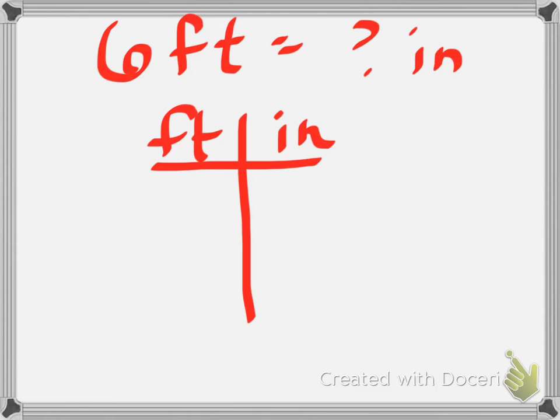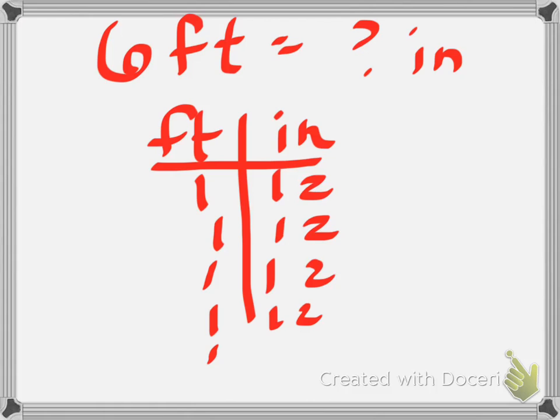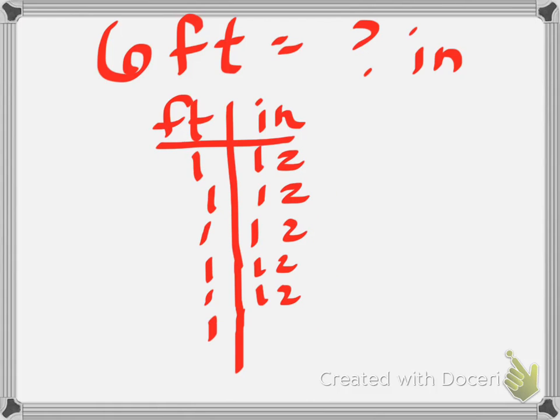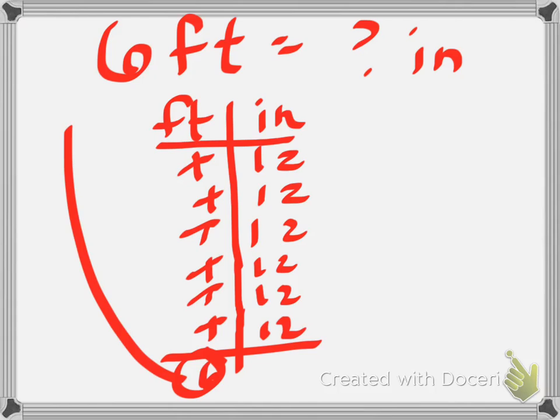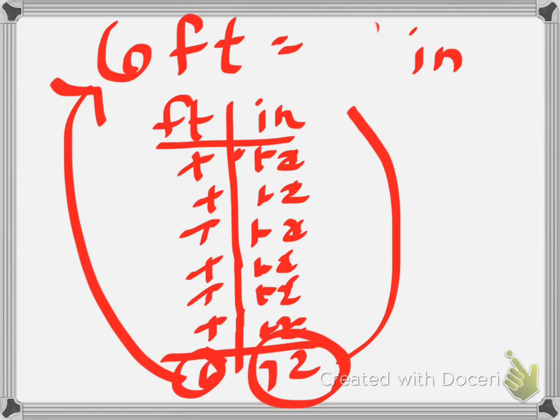You do what you know first. So 1 foot equals 12 inches, 1 foot equals 12 inches, another foot 12 inches, another foot 12 inches, another foot 12 inches, and our 6th foot 12 inches. You go ahead and add that up. You have 1, 2, 3, 4, 5, 6 feet, which is right there. And then we have 2, 4, 6, 8, 10, 12. Regroup with the 1. 1, 2, 3, 4, 5, 6, 7. 72 inches. So we have 6 feet equal, wait for it, 72 inches.